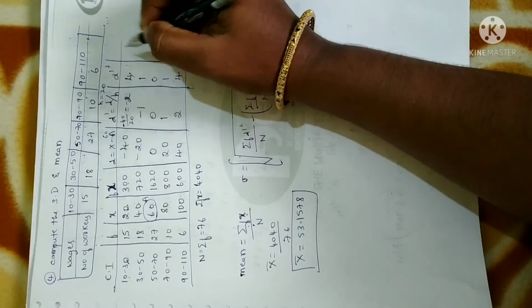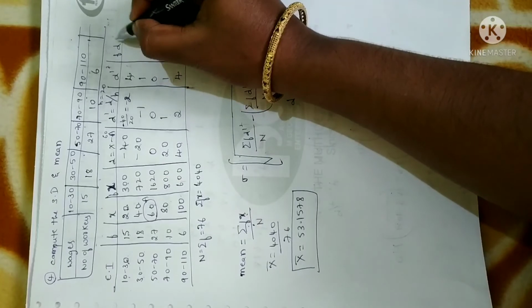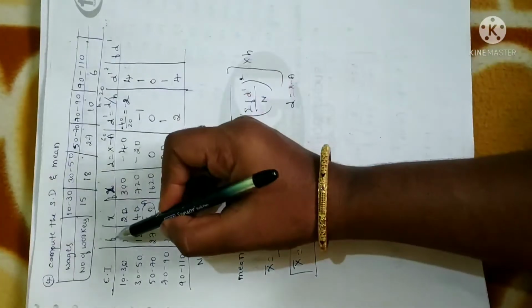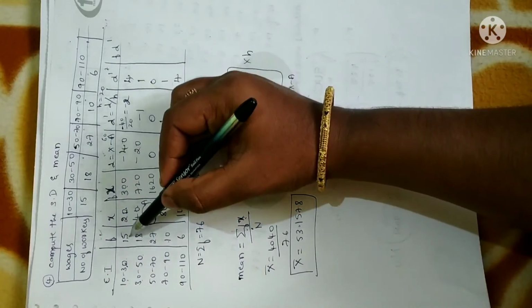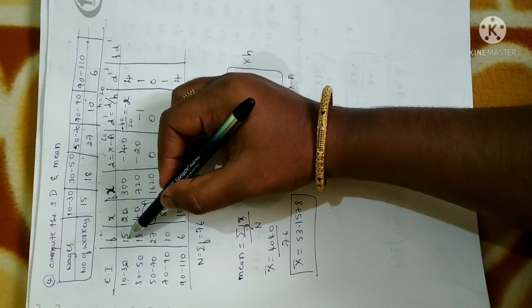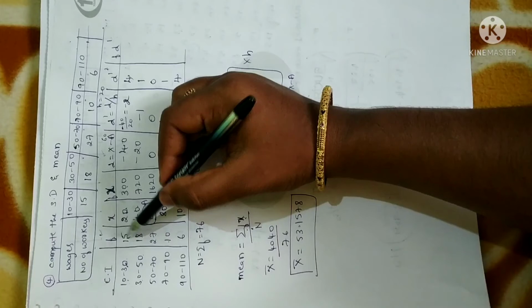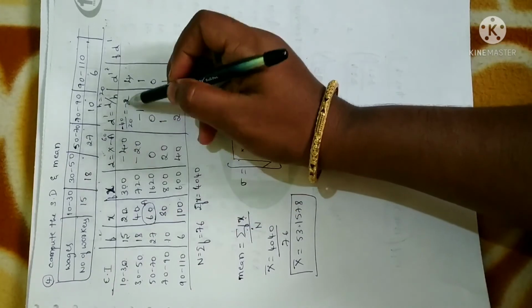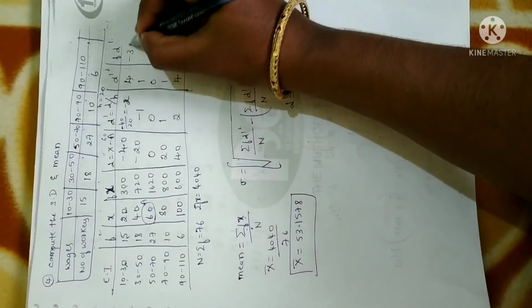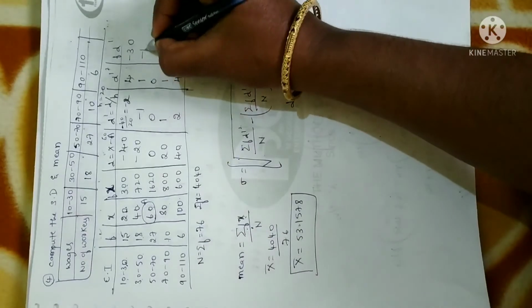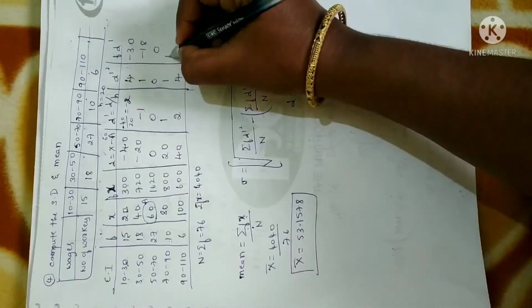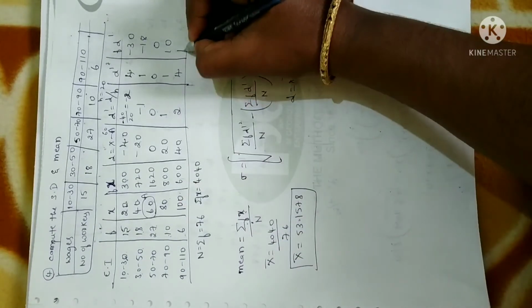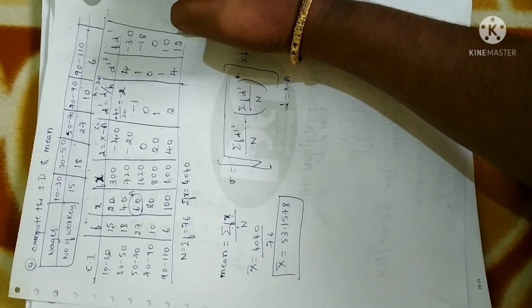2 square, 4. Next, let me calculate f into d dash. I have f values here and d values here. So let me multiply. So 15 into f into d dash, right? So f is 15 and d dash is minus 2. 15 into minus 2 is minus 30. Next, 18 into minus 1, minus 18. 27 into 0, 0. 10 into 1, 10. 6 2s are 12. Clear? F into d dash I have obtained.